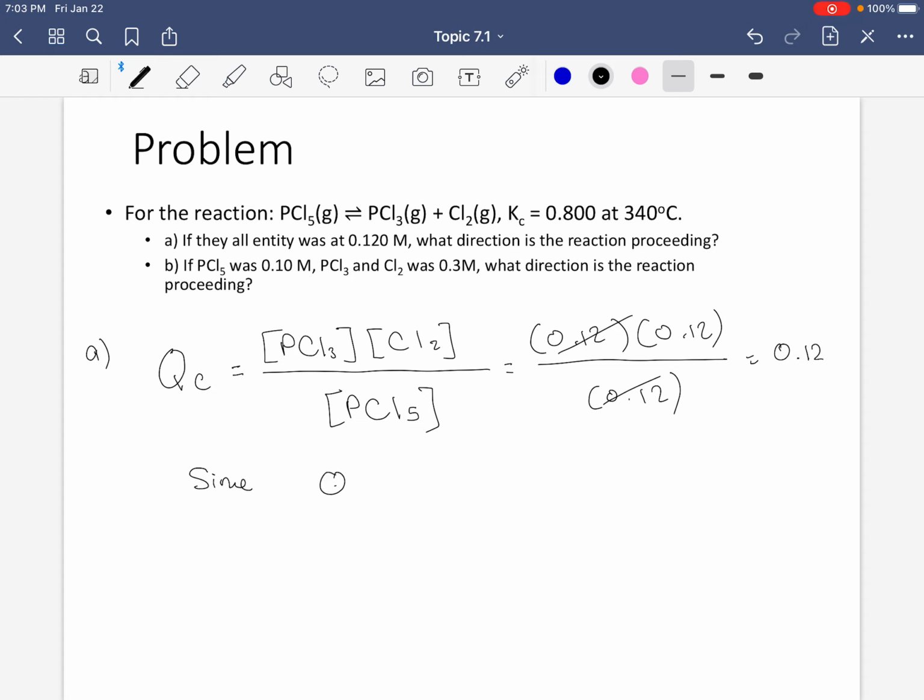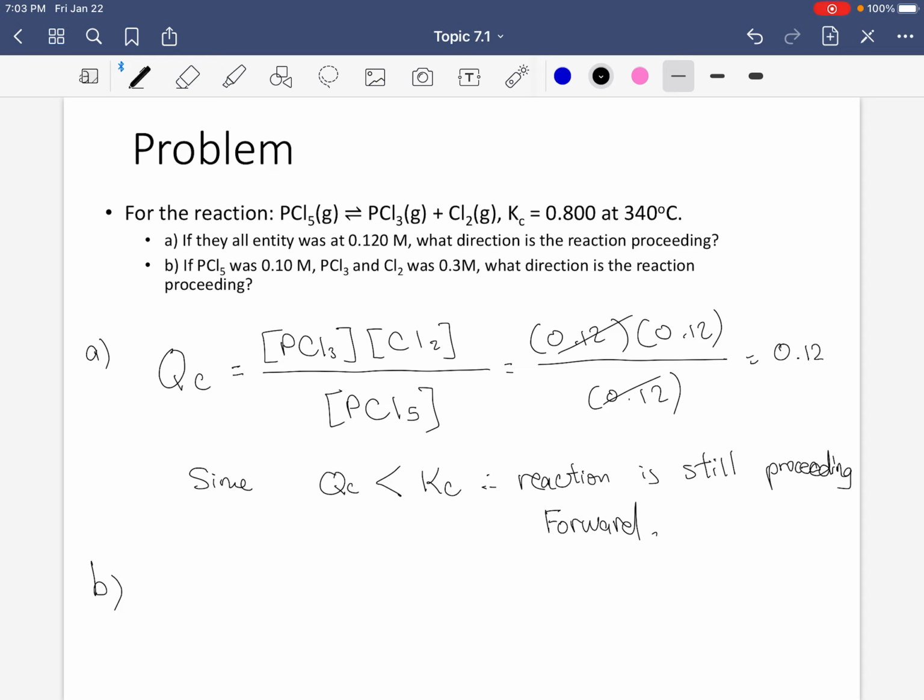since QC is less than KC, it looks like you don't have enough product to get it up to 0.8. Continue along. The reaction is still trying to proceed forward. You're still trying to make more products to get your equilibrium constant to be 0.8. 0.2, you have a long way to go.